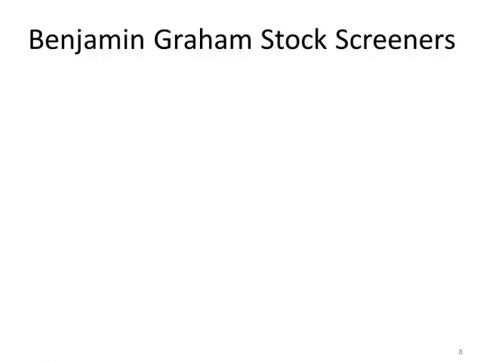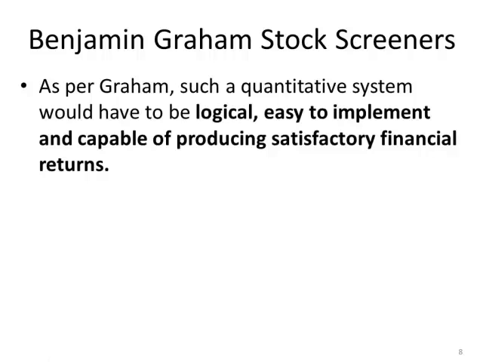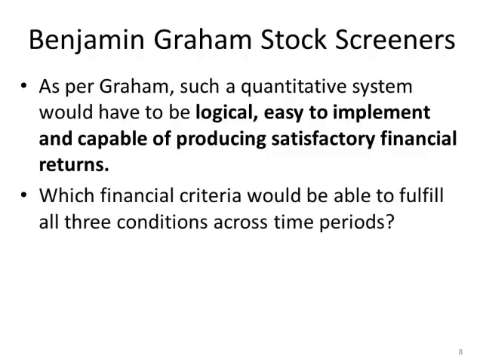Benjamin Graham stock screeners. So as per Graham, in order to create this quantitative system, it needs to satisfy some criteria. The system needs to be logical, easy to implement, and capable of producing satisfactory financial returns. So which financial criteria would be able to fulfill all 3 conditions across the different time periods?